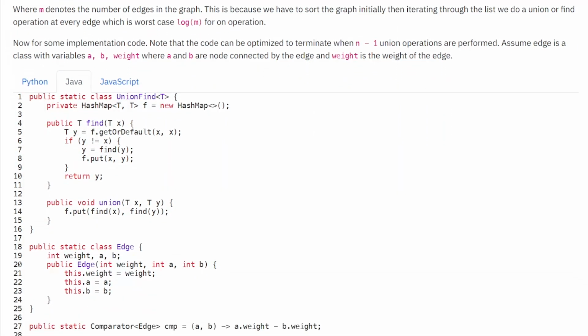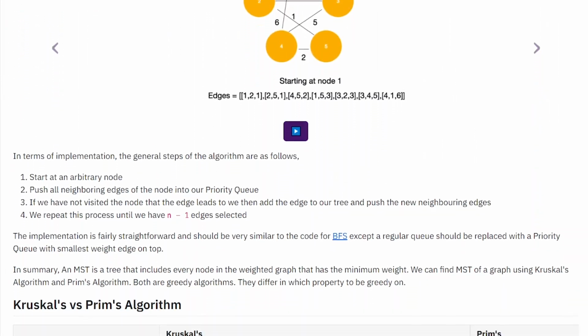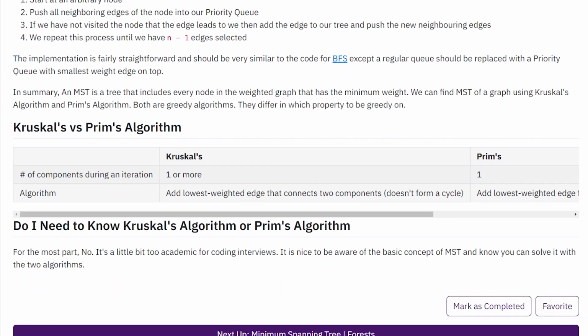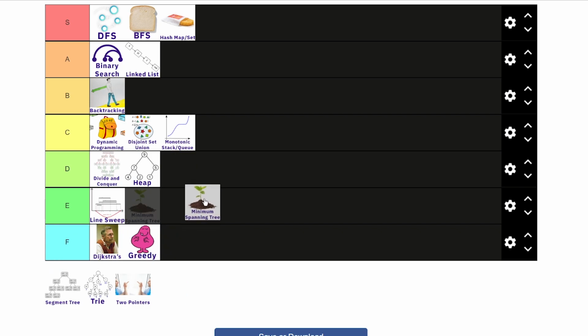I haven't really seen MSTs all that often in coding interviews or OAs in general. So I'd say the rate of return for using them or learning about them is pretty low. I'm going to put this somewhere between E and D. I think I'm going to put them in the D tier just because it's still kind of useful to learn Kruskal's or Prim's algorithm, but it's not that useful in terms of coding interviews.